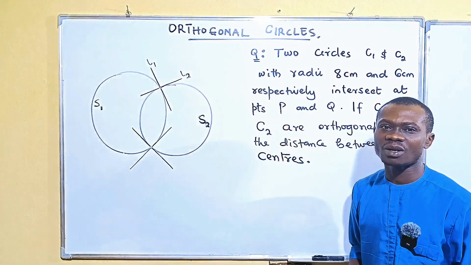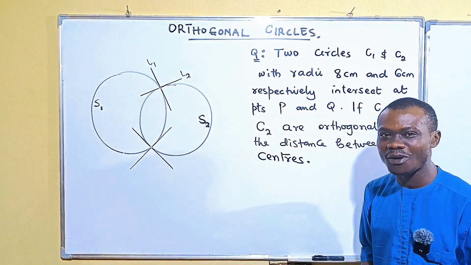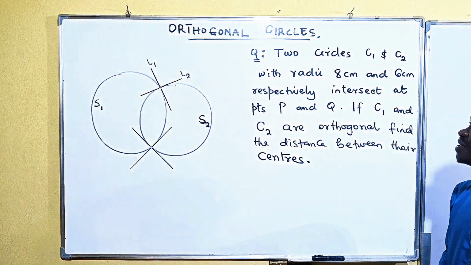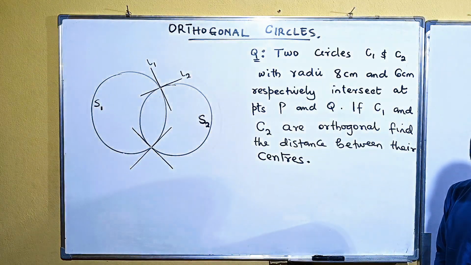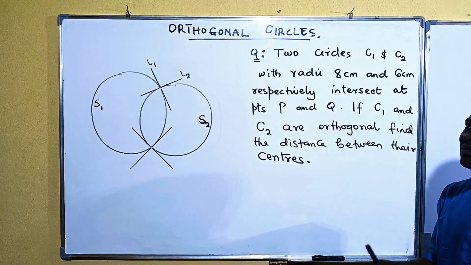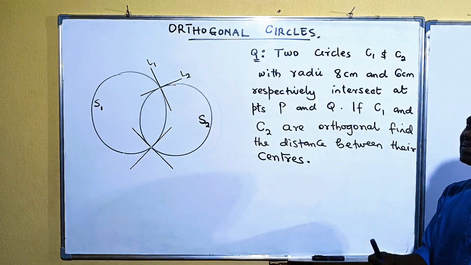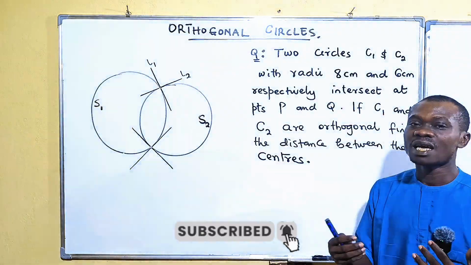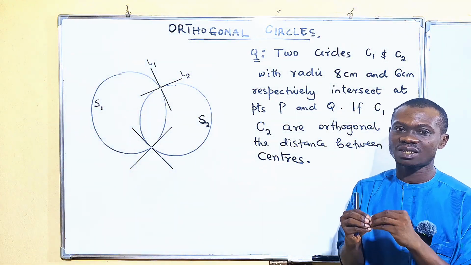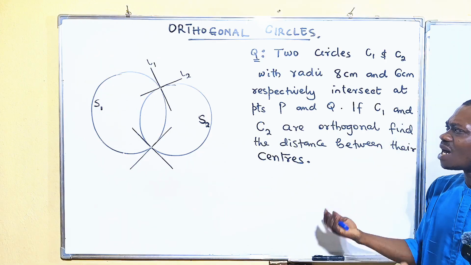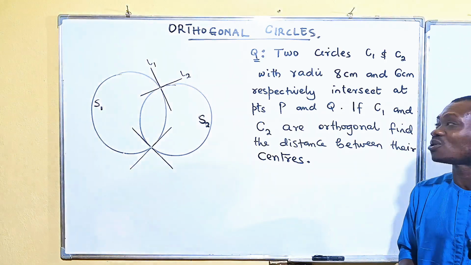Have you heard about orthogonal circles before? Would you like to know what that means? Okay, so we are going to consider the concept of orthogonal circles. Before now, you should have heard about orthogonal lines, orthogonal vectors and all of that. Orthogonality refers to perpendicularity. All right, so how can circles be orthogonal?